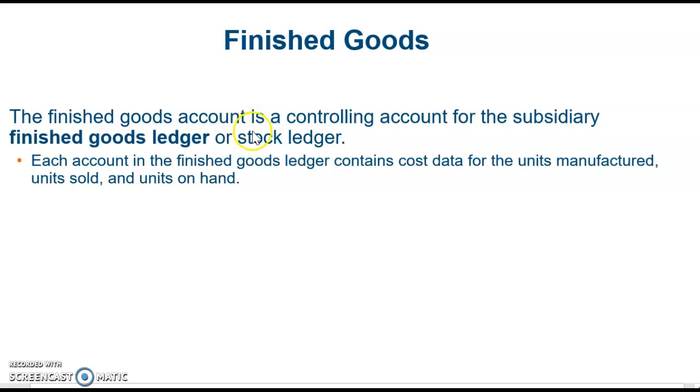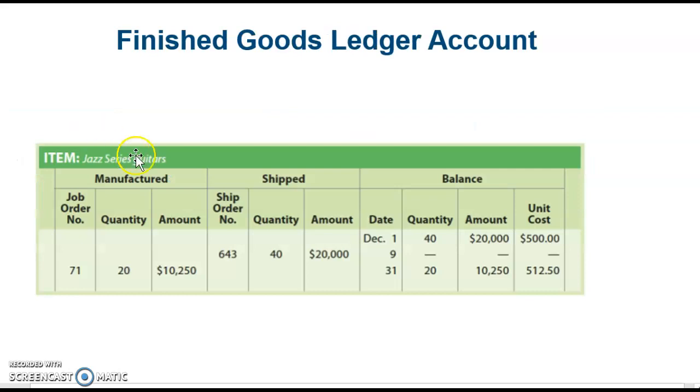So the finished goods account is a controlling account for the subsidiary finished goods ledger. Each account in the finished goods ledger is going to contain cost data for the units manufactured, the units sold, and the units on hand. So here is what this would look like. Here is the finished goods ledger. You can see what was manufactured, what was shipped. Here's the beginning balance. Here's what was shipped. Here's what was manufactured. And then here's the ending balance.